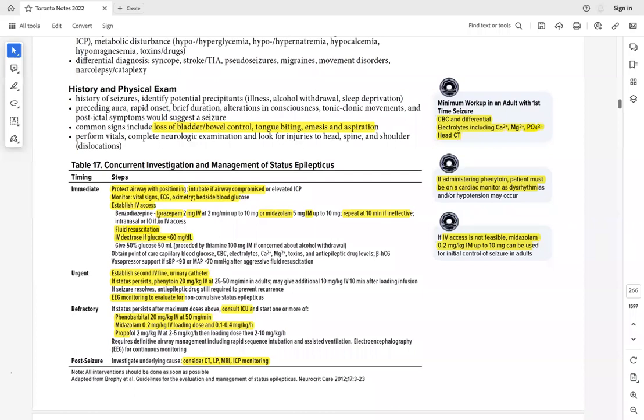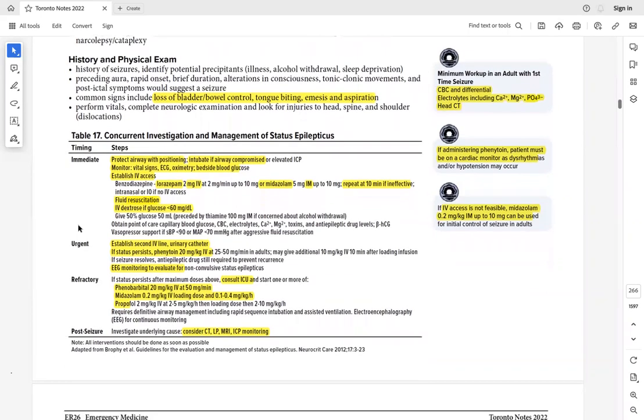Even after doing this, if the patient is not getting better, then what will we do? We will give them phenytoin. Okay, after giving phenytoin twice, if the patient is still not getting better, then we have to prepare them for the ICU. And what will we do? We will start them on phenobarbital or midazolam IV and shift the patient to the ICU.